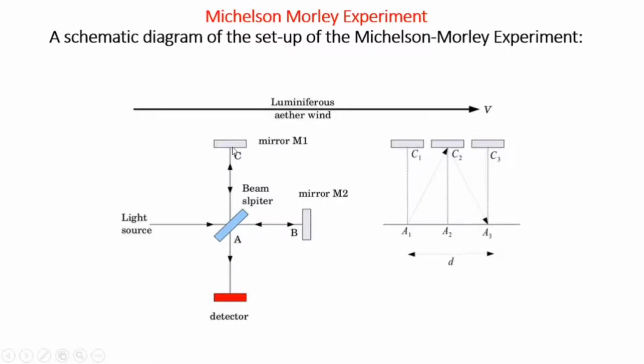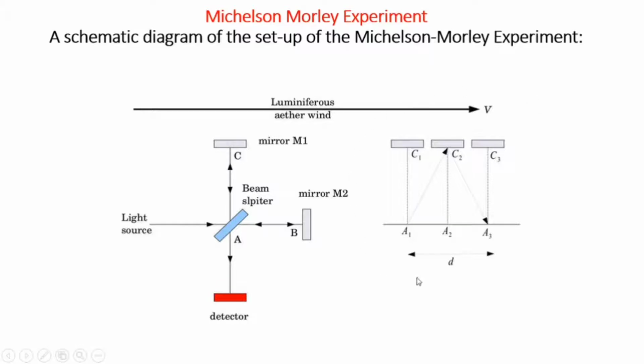And when the ray C, on reflection from this mirror M1, goes downwards towards A, the reflected ray from mirror M2 goes in the backward direction along the direction BA. Both the rays, coming downward from C, that is from mirror M1, and coming backward from B, that is mirror M2, are detected in this detector, and there is a condition of minimization of path difference in order to have either minimum of interference or maximum of interference.